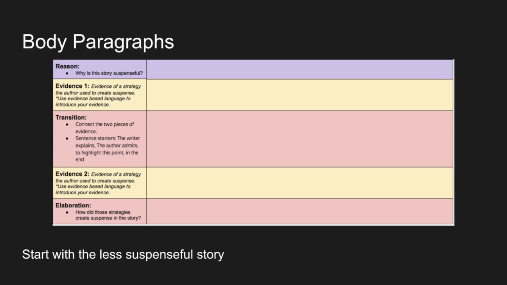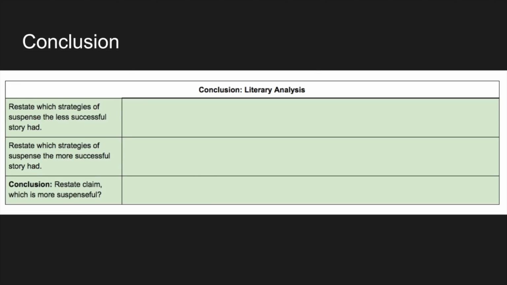Then a transition, where you're connecting the two pieces of evidence, another piece of evidence, and then that ending elaboration is really the big meaty part of this paragraph, where you're really going to show that you understand how suspense is created using these strategies and how the author really used it to give a good description for suspense. You want to start body paragraph 1 with your less suspenseful story, and then body paragraph 2 is going to be your more suspenseful story.